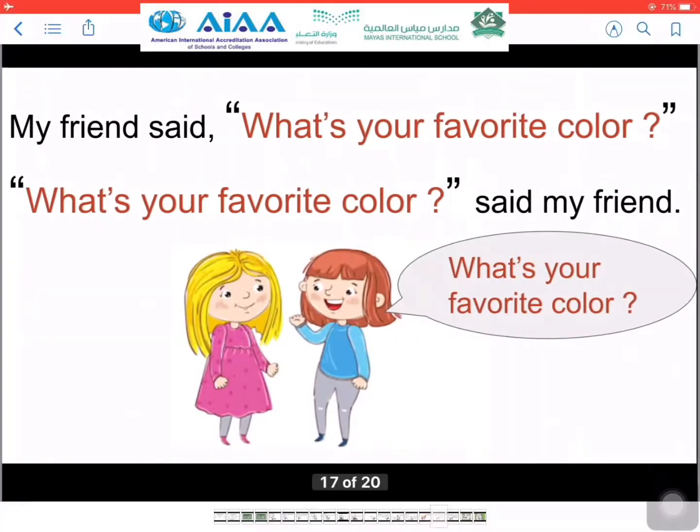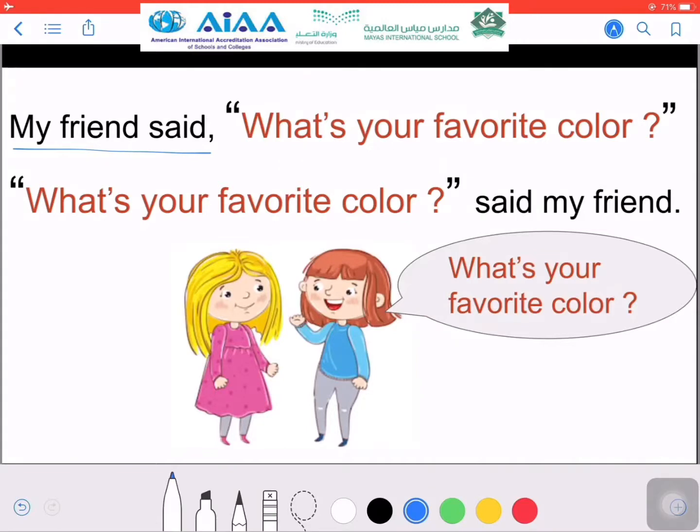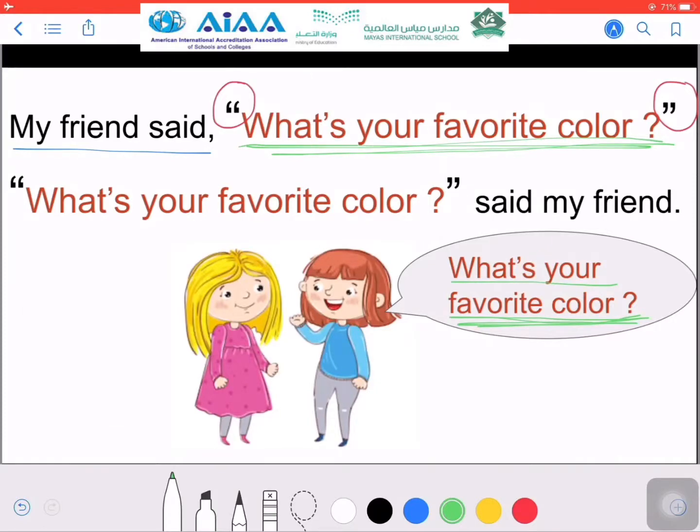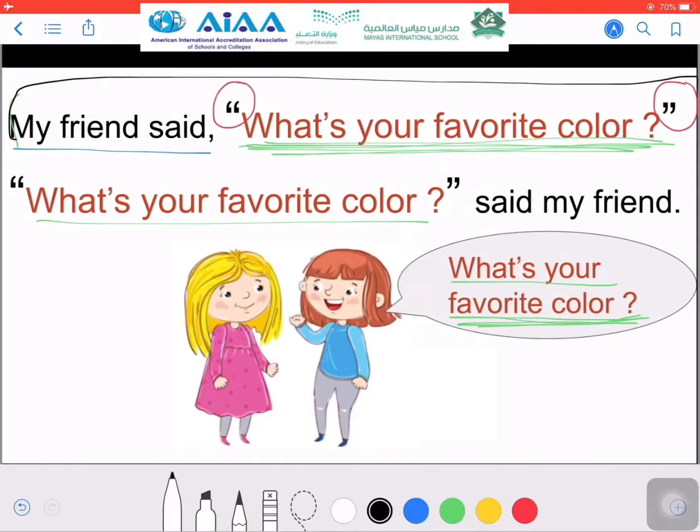Here, my friend said, then the quotation marks, and inside it, I take the sentence as it is, the interrogative sentence as it is, and put it inside what? Inside the quotation. Okay? The same thing. If it's a question, I will write the same thing, if it's at the beginning or at the end of the original sentence. This is the original sentence. Start with my friend until here. Okay, this is the old sentence, the big sentence.